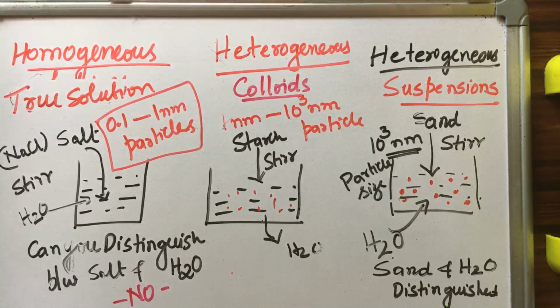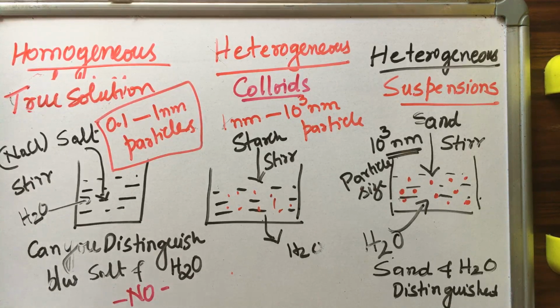When you dissolve starch in hot water and stir it, it looks milky, and the particle size is in the range of 1 nanometer to 10 to the power 3 nanometers. You may or may not see the particles under a powerful microscope. We call this heterogeneous, and we call it colloids. If we stir sand in water, you can make out clearly what is water and sand, and it would settle after some time. The particle size is greater than 10 to the power 3 nanometers, and we call these heterogeneous mixtures, or suspensions. Is it clear, students?